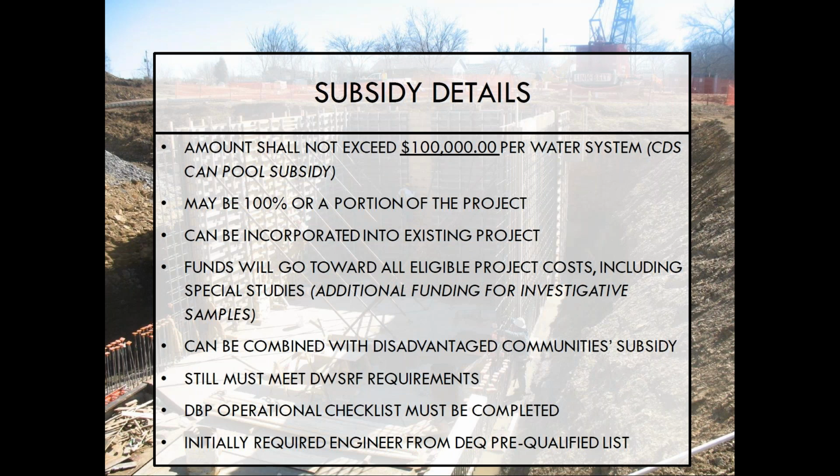So a system I'm working with is converting to chloramines as part of their DBP subsidy project. And they were able to get 5 of their purchasers on board to contribute their subsidy money towards them for the project. So they have $600,000 in health-based subsidy to use for that chloramines project. The subsidy may be 100% or a portion of the project, and it can be incorporated into an existing project.